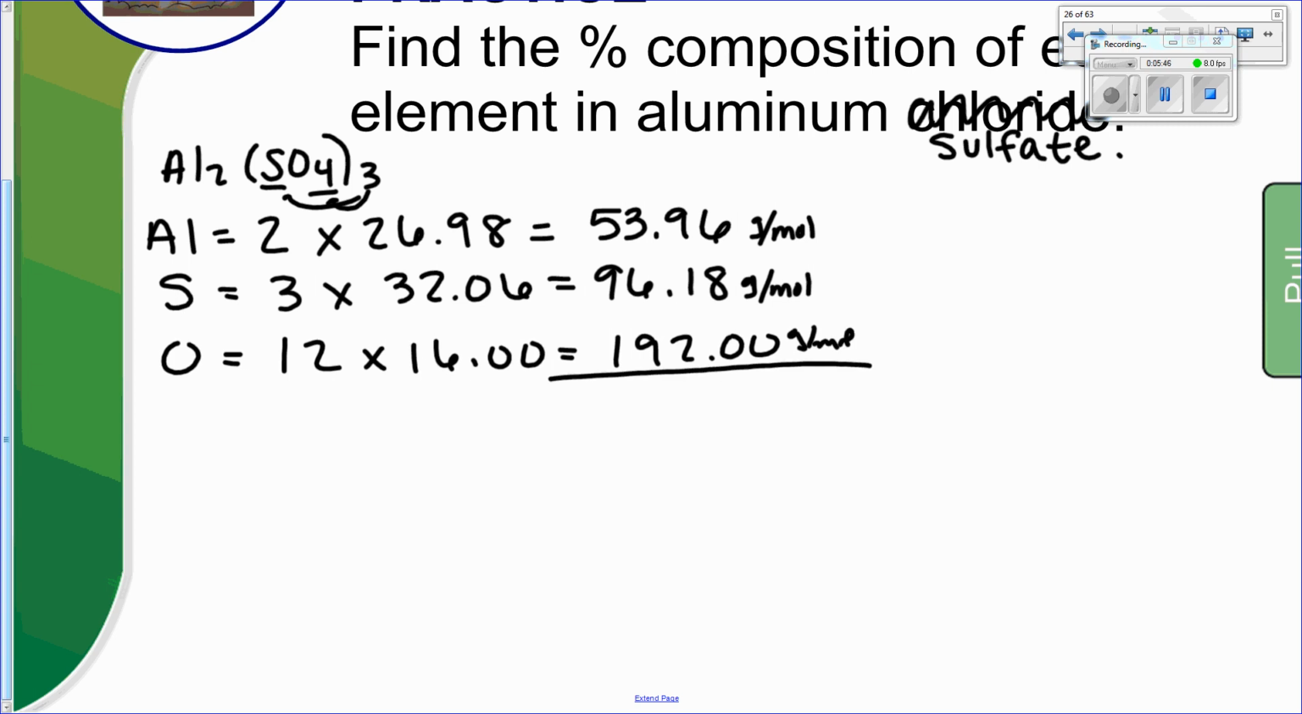Add that up to get our total, and we get 342.14 grams per mole. That is the molar mass of the entire compound of aluminum sulfate. Now that we know all that, we can work out our individual percent compositions. So let's start again with aluminum and keep it in order.